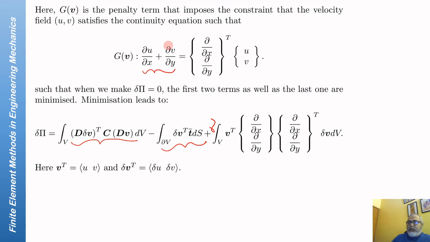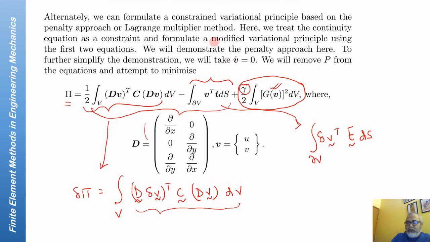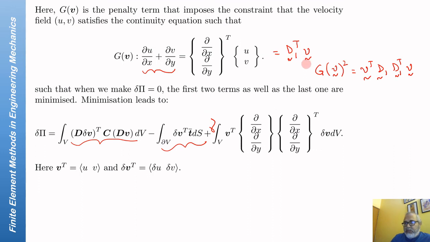So this penalty term now can be written as d1 transpose v, so that I have g(v) square, which would be v transpose d1 times d1 transpose v. When you take derivative of that, you have half gamma g square, so gamma by 2 g square. When you take a first variation of that, you will get gamma delta v transpose d1 times d1 v.